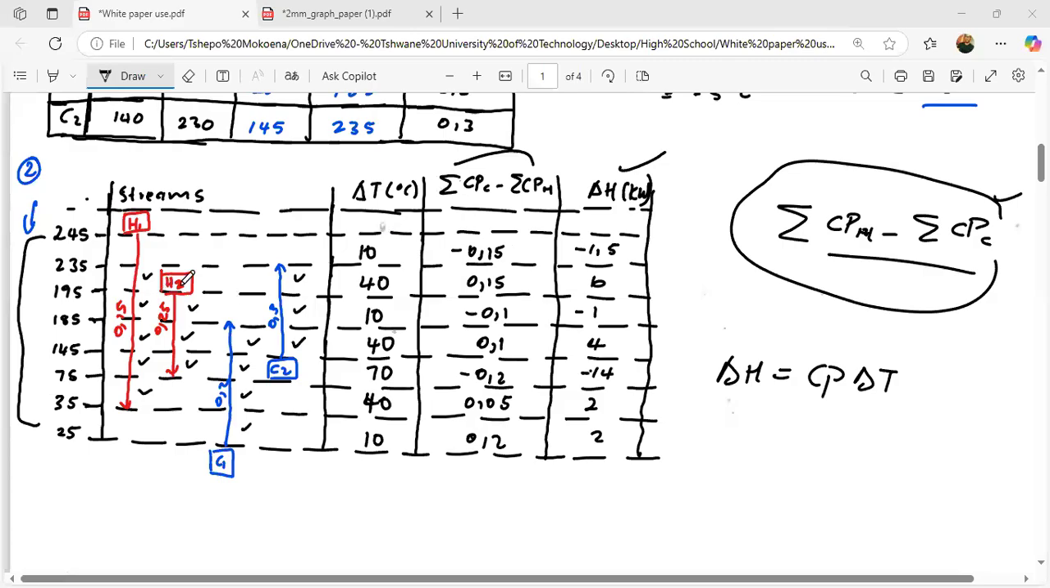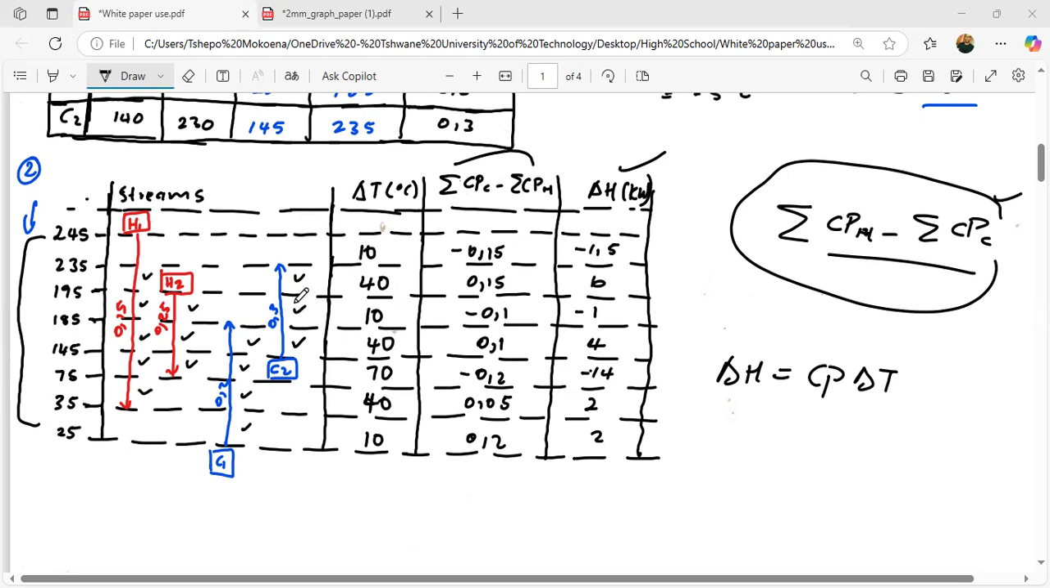Yeah, no, let's continue. And then within this interval, how did I get 0.15? It's within this interval. Sum of cold, we have only one cold stream, which is 0.3, minus sum of hot, we have only one hot stream, which is 0.15. So I'm going to say 0.3 minus 0.15. Definitely, we will get 0.15.